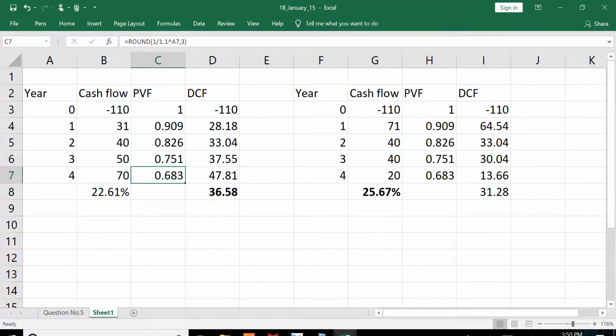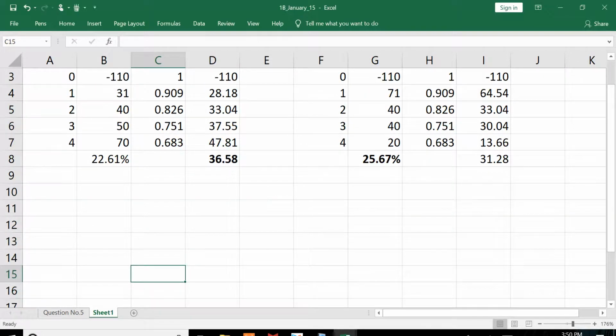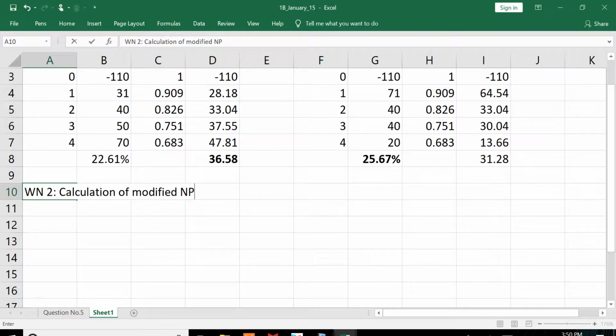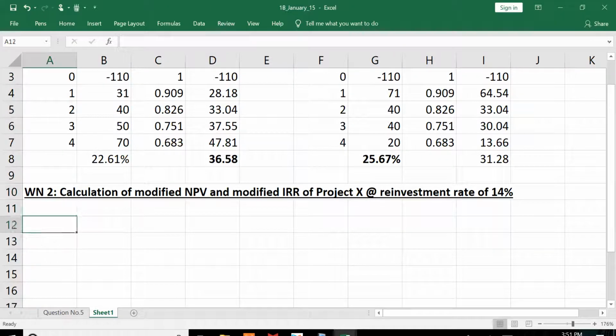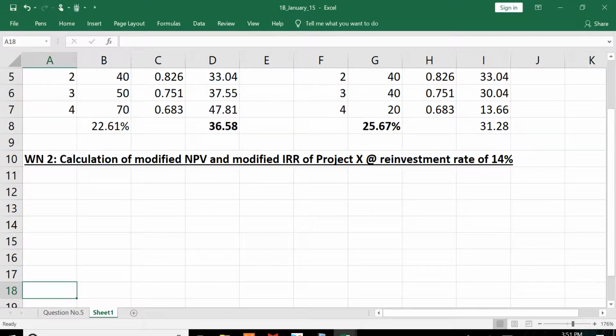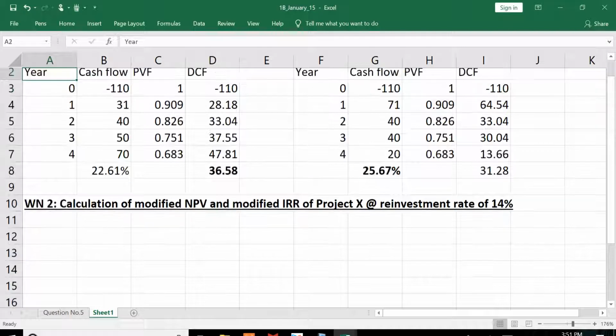Any doubts till now? Okay. Some part of it I'll do, and some part I'll tell you to calculate. Whenever there is a need to calculate, I'll let you know. Working note 2 will be calculation of modified NPV and modified IRR of project X. I'll do X, and I'll tell you to do Y. They have given a reinvestment rate, 14%, and then they have changed it to 20. Now listen. Calculation of modified NPV and IRR at 14%.